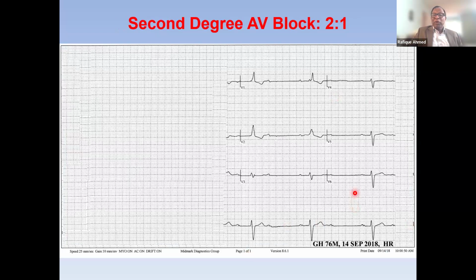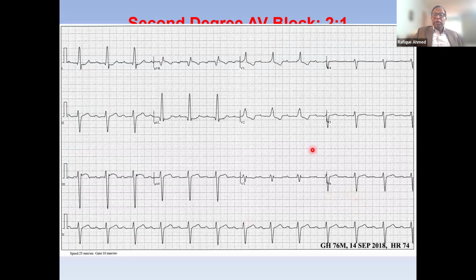Question is, is it type 1 or type 2? Sometimes it can become confusing unless we have long rhythm strips. Here I have a regular ECG of this patient at a defined time. The patient has first degree AV block with right bundle branch block and left anterior fascicular block.